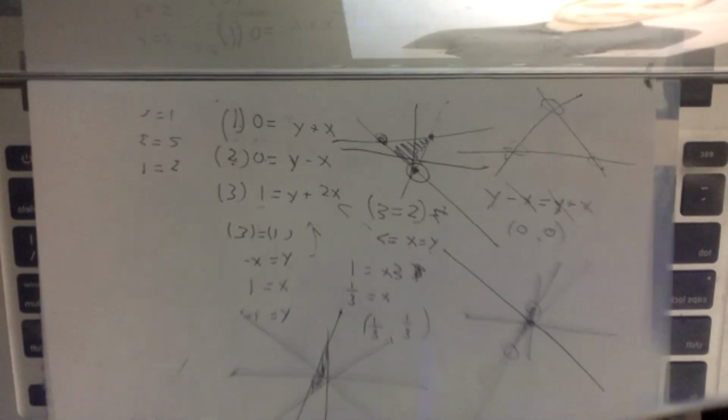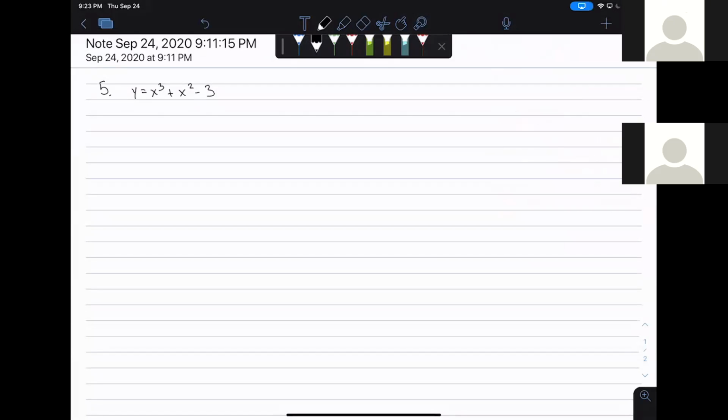Hello. How's it going? I am sharing my screen right now. Okay. Number 5. I'm ready. So the question is asking for the point of inflection. This is going back to critical points, all that stuff, finding it on a parabola, I guess.